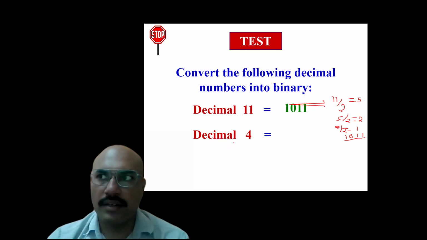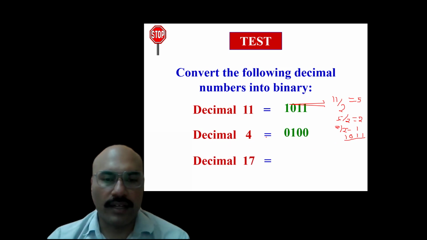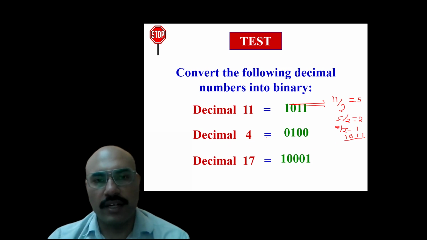Similarly, you can convert decimal number 4 into binary, and you can convert decimal number 17 into binary by using either the place value method or the division method. Similarly, you can divide this, and then you can get the results.